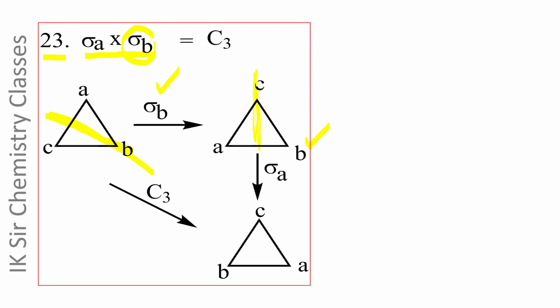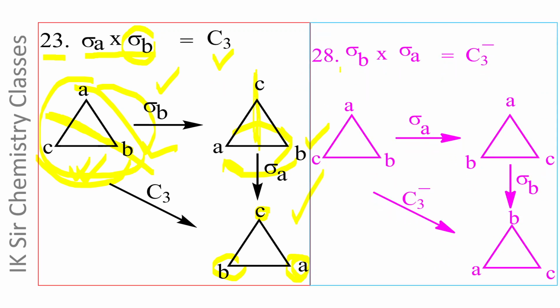It is sigma A. On applying the sigma A operation on this molecule, the position of C will remain unchanged. B will move to this position. This is B, and A will move to this position. It is A. This orientation can be obtained by applying the C3 operation on the original figure. If the C3 operation is carried out on this molecule, A will move to this position. This is A. B will move to this position. This is B, and C will move to this position. It means sigma A multiplied by sigma B is equal to C3.